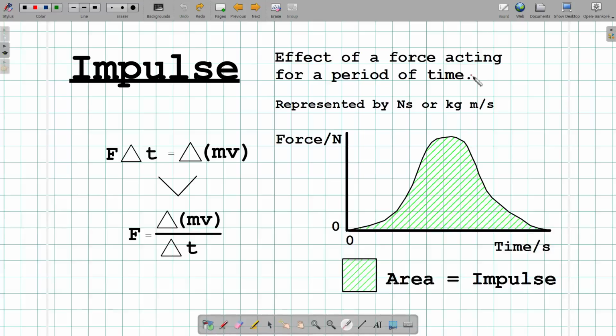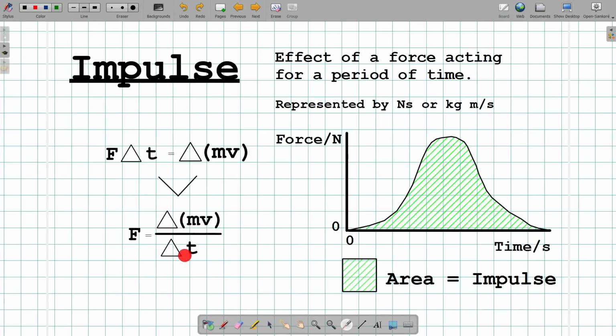So if a force is acting on something for a period of time, you can measure that with impulse. It's usually represented by newton seconds, Ns, or it can be represented by kilogram meters per second, but I wouldn't represent it in that way because it gets confusing, because kilogram meters per second is how you represent momentum, p. So the equation for impulse is literally just this equation rearranged.